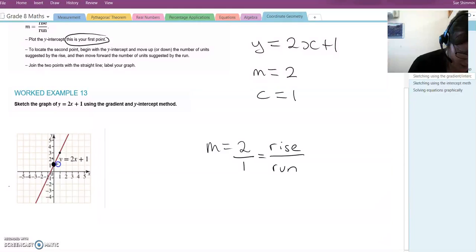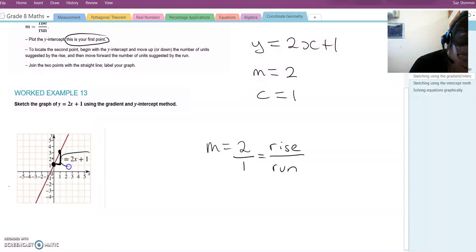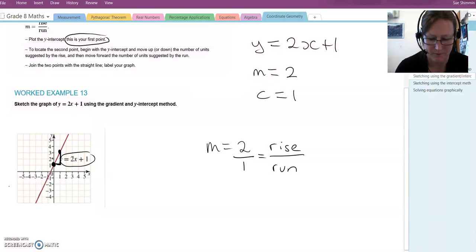So in the other way, we've run across 1, and we've risen up 2, and that's where we put our second dot. And then we join these dots by a straight line, which we've already done there in red, and then we need to label the graph, which has been done here, y equals 2x plus 1.